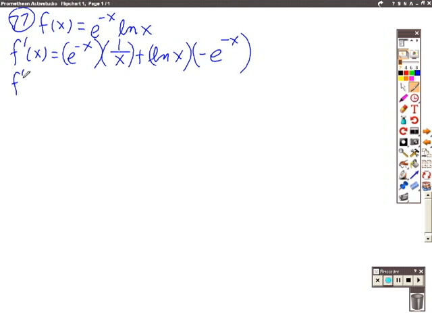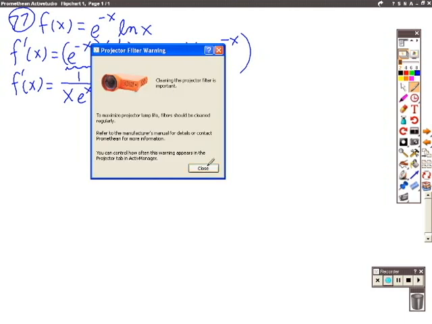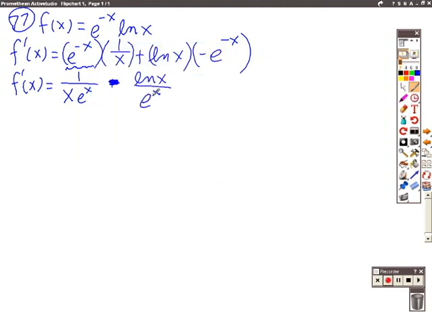In terms of cleaning that up, I can take this e to the negative x and move it to the denominator and make it 1 over x e to the x. And in the second expression, that'll be minus, I can move the e to the negative x to the denominator and have ln of x over e to the x. And in terms of cleaning that up, I could get a common denominator, but I'm not asking you to do that at this point.